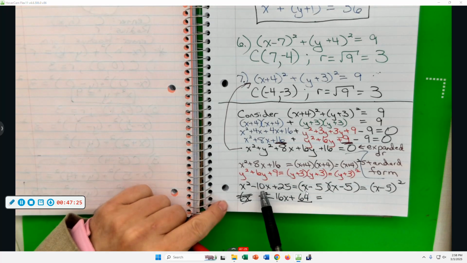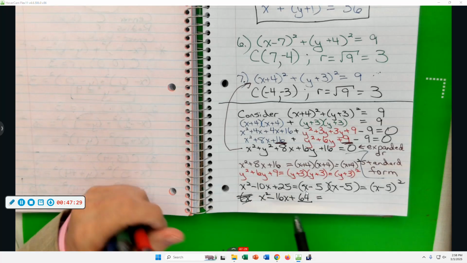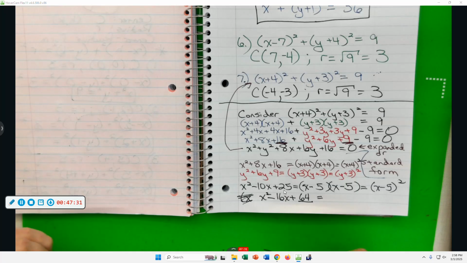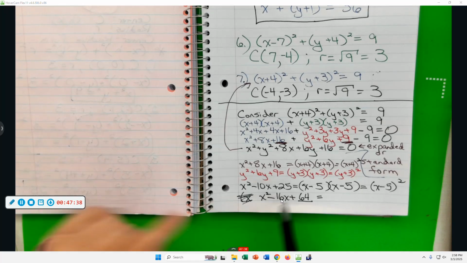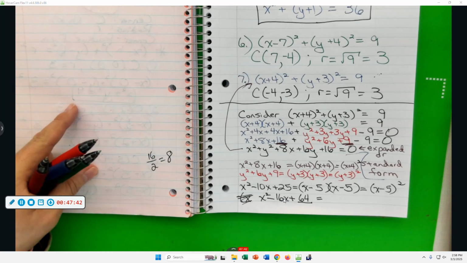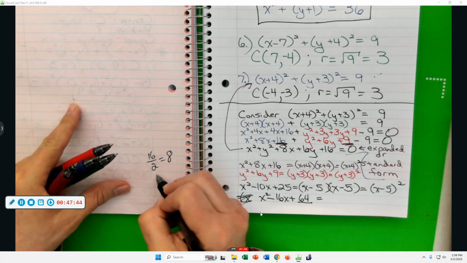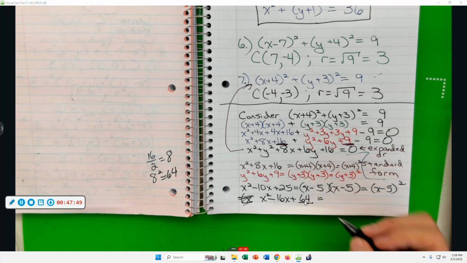Look at what happens to create a perfect square. You do 8 times 8. Okay, where'd you get the 8? From the 16, you take half of 16. 16 divided by 2 is 8. And then you square the 8. 8 squared gives you 64. And then that's going to factor.